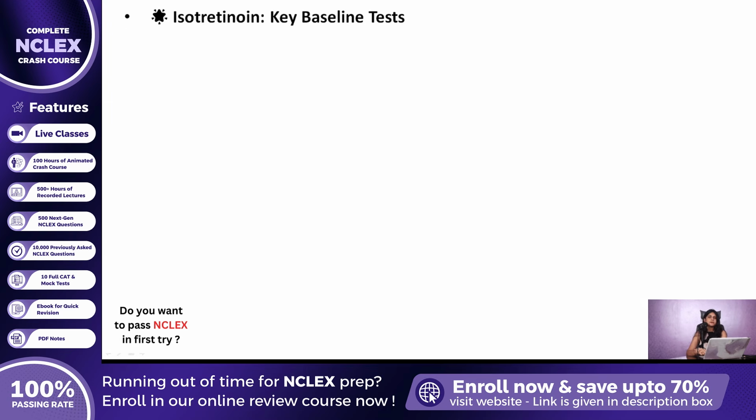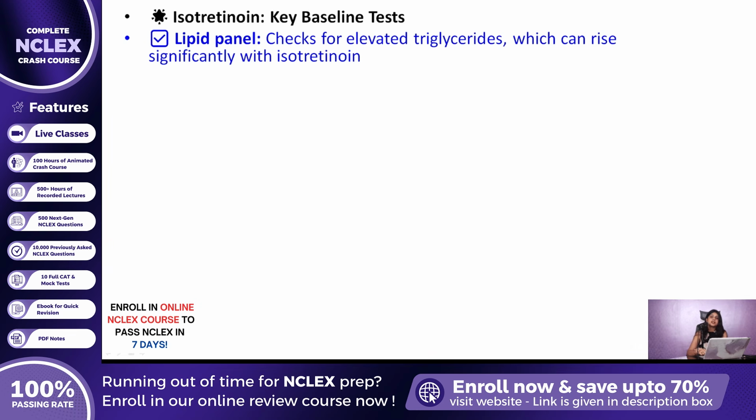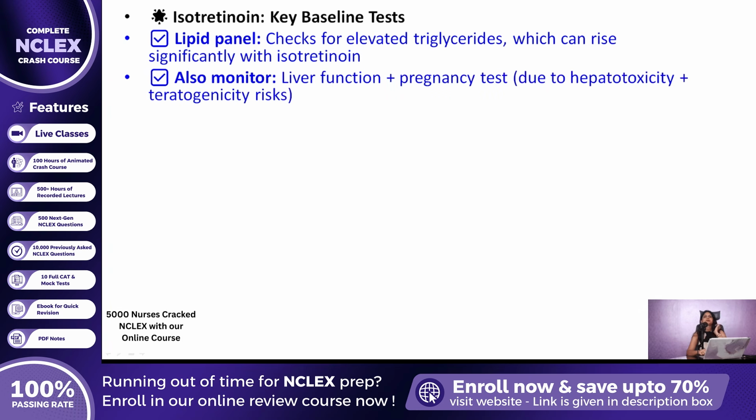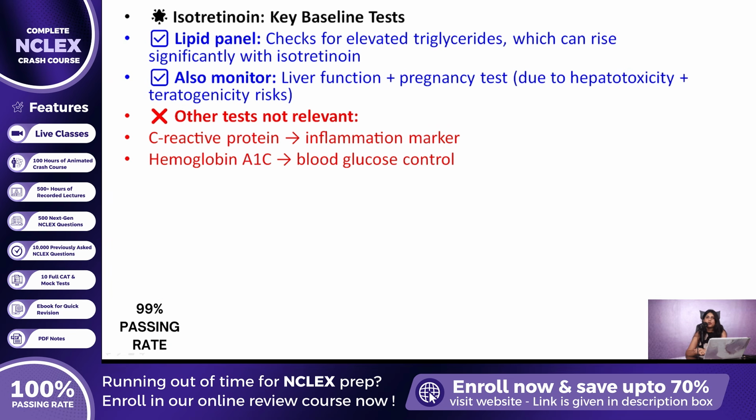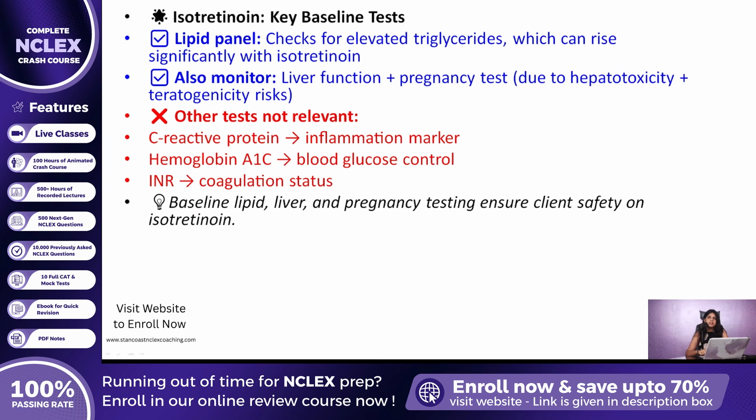Here is why this is the best response. Isotretinoin can cause significant increases in triglycerides and other lipid levels, so checking a baseline lipid panel is essential. This allows the healthcare provider to monitor for any dangerous changes during therapy. The other options are incorrect because C-reactive protein assesses inflammation unrelated to isotretinoin, hemoglobin A1C monitors long-term blood glucose control, and INR measures coagulation status, none of which are relevant to this medication. The key point is that along with lipid levels, liver function and pregnancy testing are also vital to ensure the client's safety while on isotretinoin due to its risk of hepatotoxicity and teratogenicity.